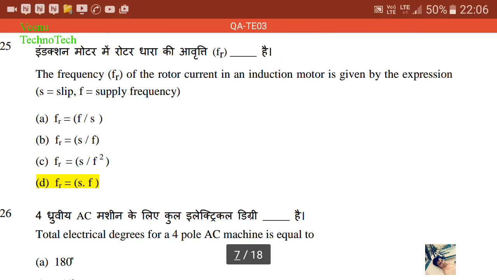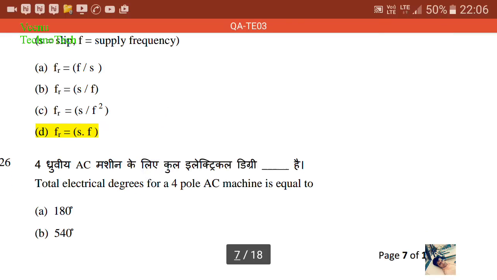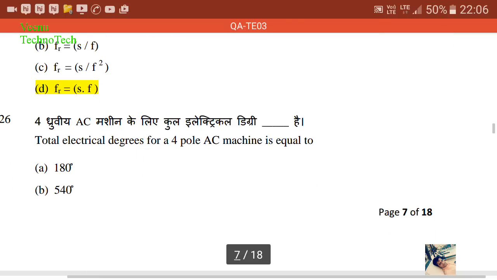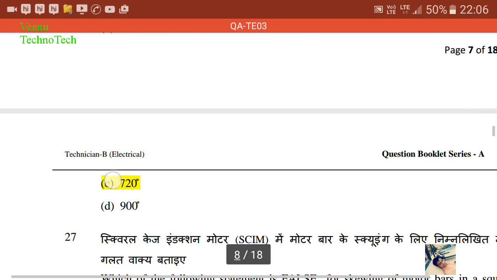The frequency FR of rotor current in an induction motor is given by the expression FR equal to S into F. Correct answer is D. Next question. Total electrical degrees for a 4-pole AC machine, a 4-pole AC generator, is 180 into 4. So correct answer is 720. Correct answer is C.